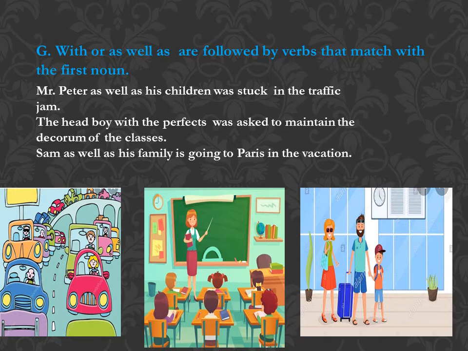The next example is, the head boy with the prefects was asked to maintain the decorum of the classes. Here the first noun is the head boy, so we will use a singular verb, was. Sam as well as his family is going to Paris in the vacation. Here the first noun is Sam, so we will use the singular verb is.